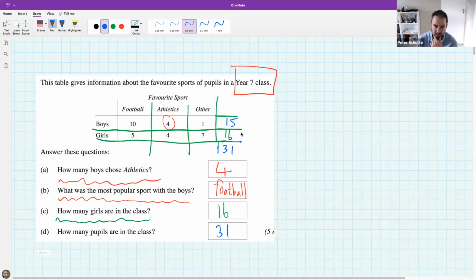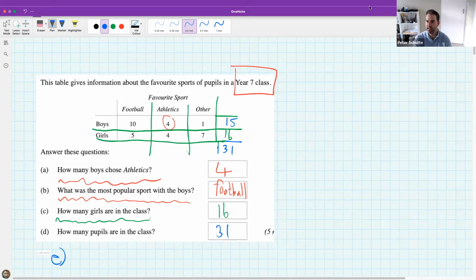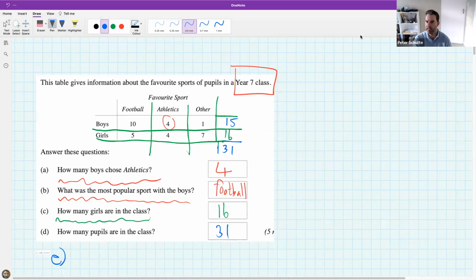Okay, here's a bonus question from me. How many students chose football as their favorite sport? Now I see Annie and Lisa and Kanya and Tsirivatso have said 15, and I agree it's going to be 15 because we just look for the column like this.